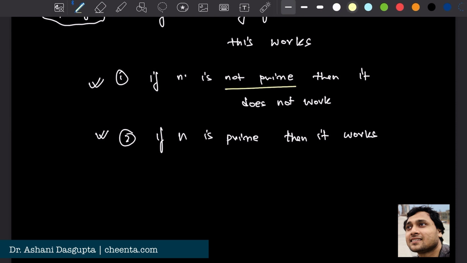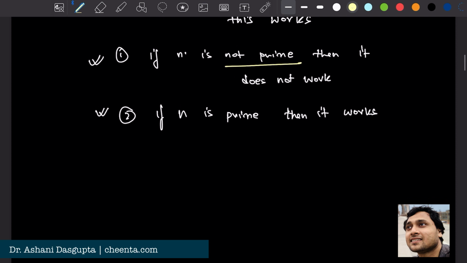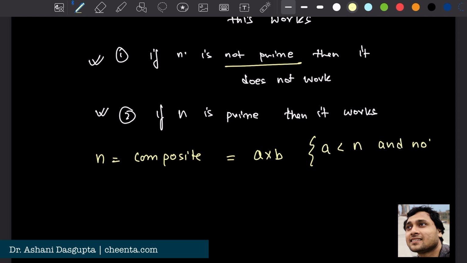Let's first take the case where n is not prime. So n is not prime means n is composite. n is composite means that n can be written as a product of two numbers, a and b, such that a is less than n and not 1, and b is also less than n and not 1. So I can always break down composite numbers into a product of smaller numbers which are not 1.